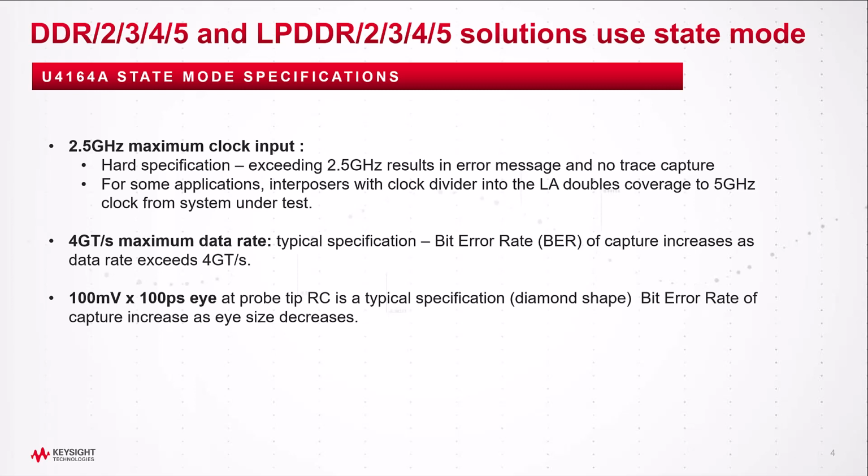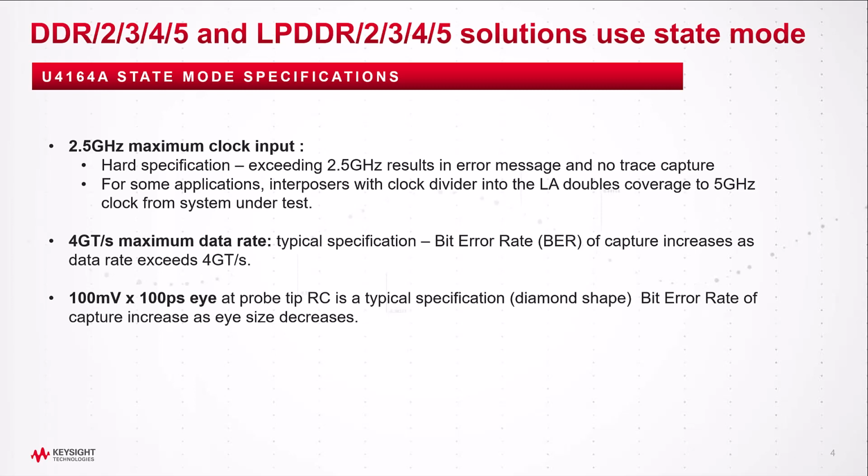logic analyzer make a difference in how the logic analyzer system is configured. Exceeding the 2.5 gigahertz results in an error message and no trace capture. For some applications, such as DDR5, there are interposers with a clock divider that divides the clock into the logic analyzer, and this doubles the coverage up to a 5 gigahertz clock from the system under test. This works for DDR5 when the address and command are operating on a single clock edge.